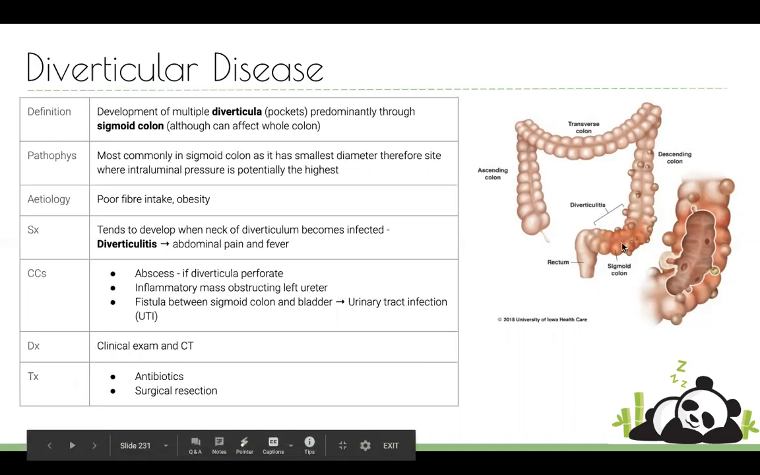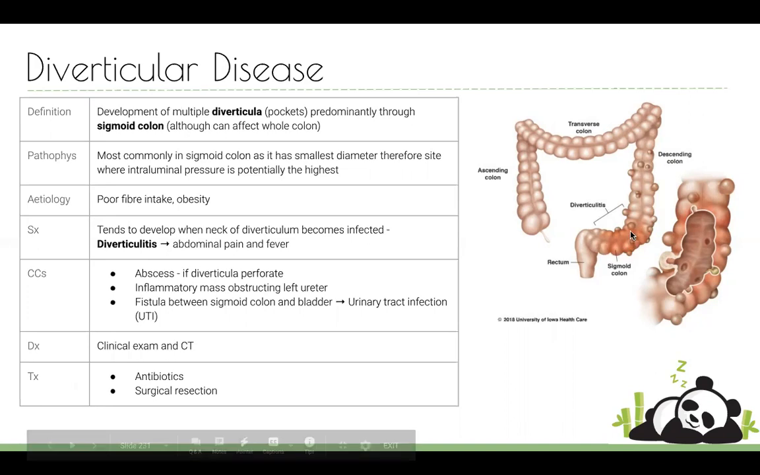Treatment is antibiotics if they have diverticulitis, and surgical resection if it's really bad. Otherwise, it can be managed pretty conservatively. And you can usually see this on imaging. It literally looks like little pouches.